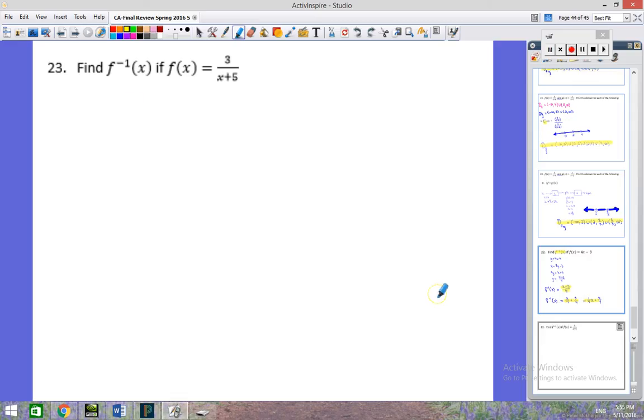So we have the same directions here. It's just this function is a little more complicated. To find the inverse, we're going to use x and y notation. So instead of f of x, we're going to write y. And now we know that to find the inverse, you switch the domain and range, which means in our equation, we're going to switch x and y.